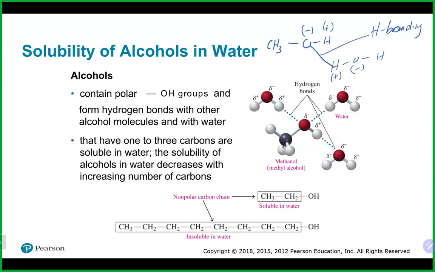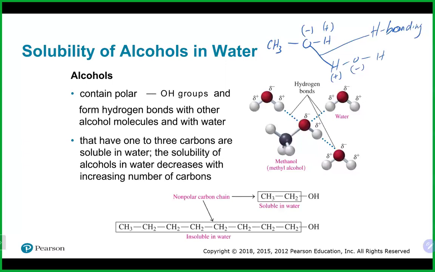And because it has that and it's able to participate, and the alcohol is not very large, it's going to work okay with water. Again, in order for something to be really soluble in water, it has to basically replace water and water interactions, which are hydrogen bonding together, with similar interactions. And usually, if it's not too large of a molecule, it's going to work really well because of that.